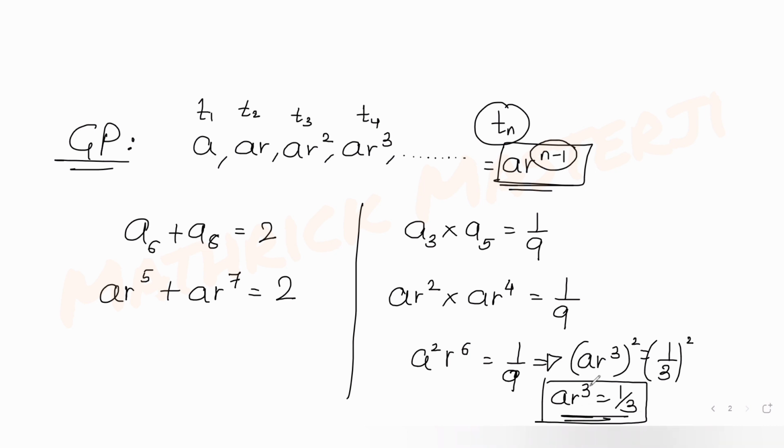Now once we have A R cube known, that is 1 over 3, I use this idea and solve further. A R raised to 5 plus A R raised to 7 is given to us as 2. From here, I can write A R raised to 5 as A R cube into R square, and A R raised to 7 as A R cube into R raised to 4, equal to 2. I know A R cube is 1 over 3, and here also A R cube is 1 over 3. So you get this understanding here.